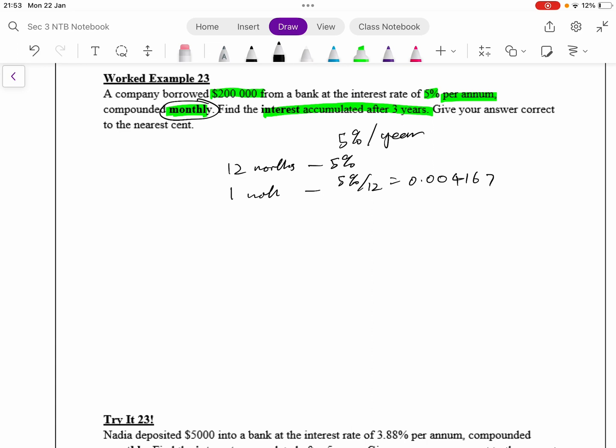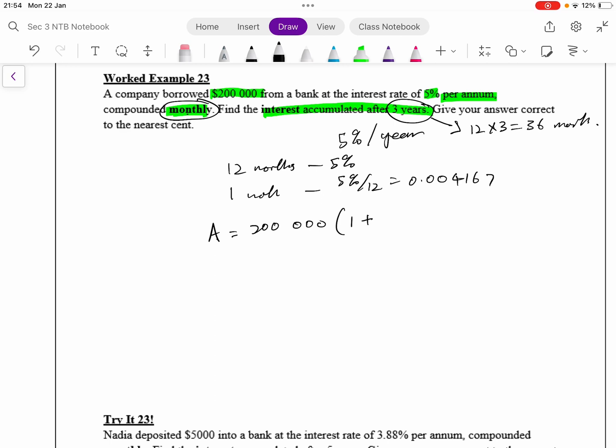Okay, based on this one, I need to find interest accumulated after 3 years, right? Because I compound monthly, I cannot use 3 years. I need to use 12 months times 3 equals 36 months. Okay, so my whole working will be A equals 200,000.